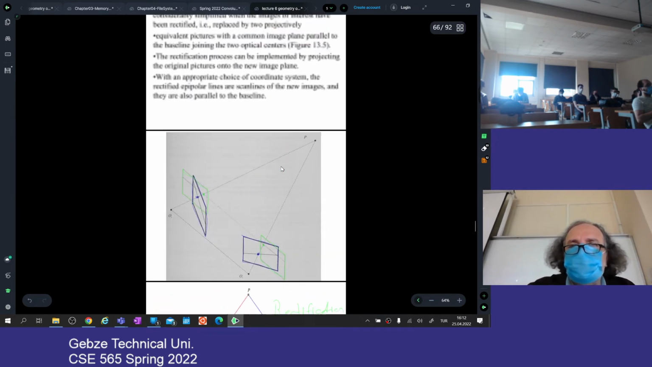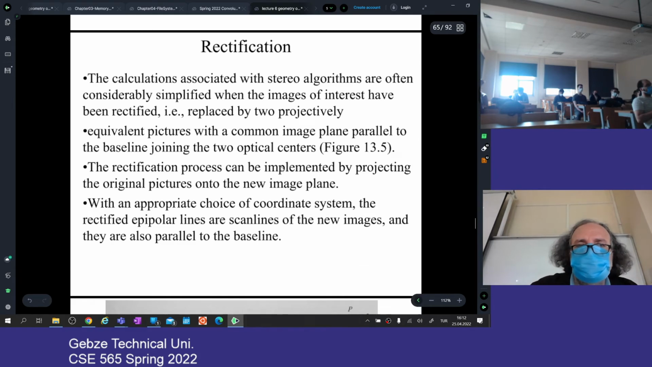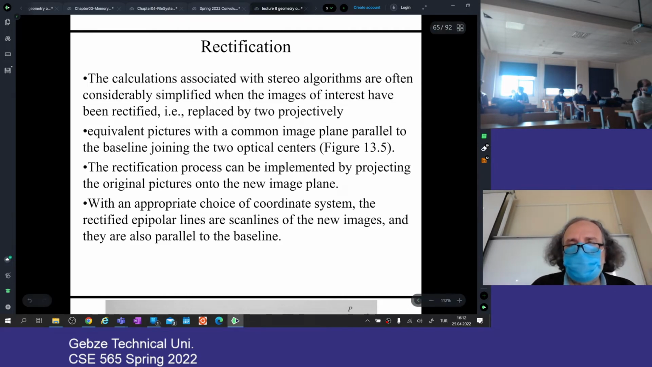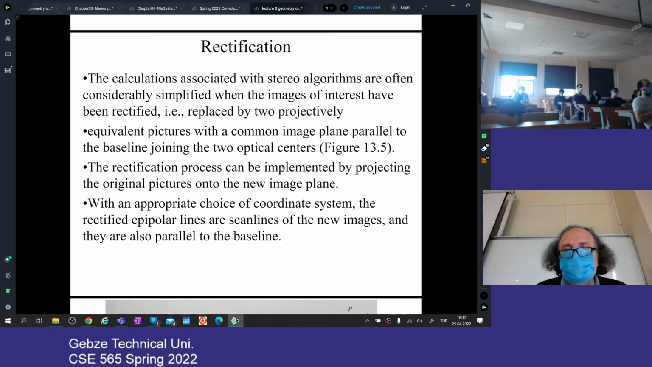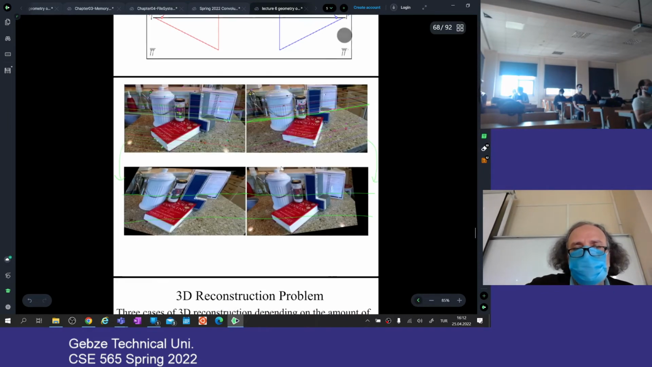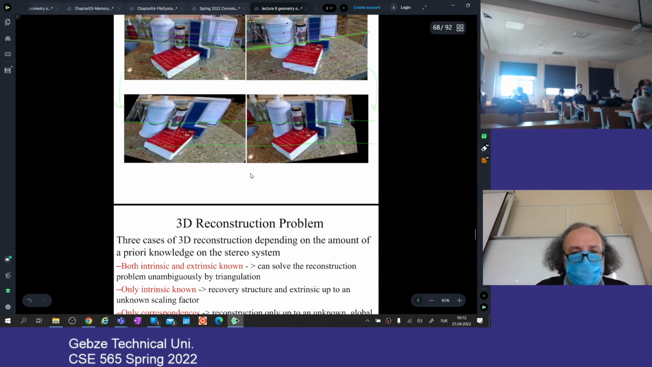Okay, this process is called rectification. It can be implemented by projecting the original pictures onto a new image plane. That's nice, and this will make our depth estimation procedure a lot easier. Good. So for the rectification, of course, OpenCV has many procedures.